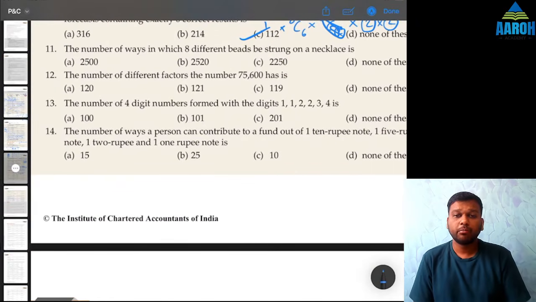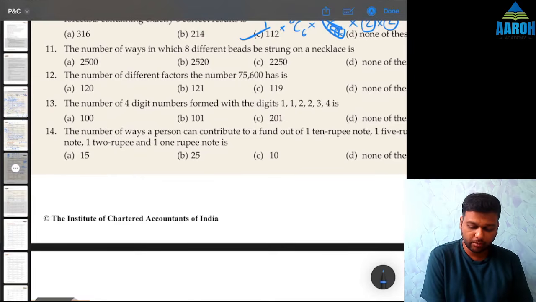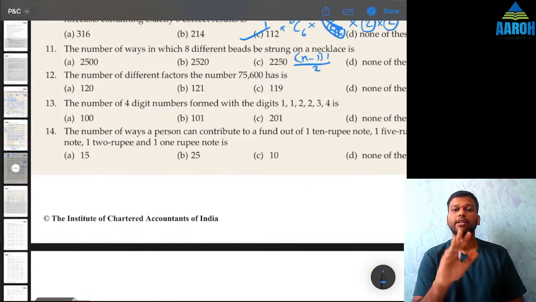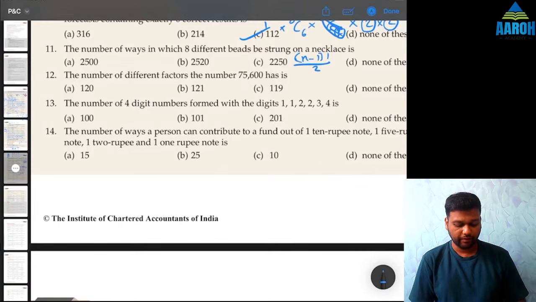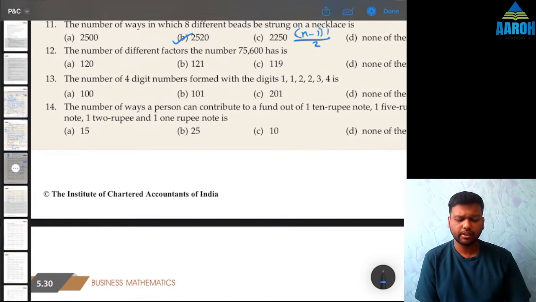Next. Number of ways in which 8 different beads be strung on a necklace is. So necklace is a normal question. You can directly use the formula n minus 1 factorial for circular permutations divided by 2 for necklace, because both the sides are same. So 7 factorial is 5040 by 2 is 2520. Option B.